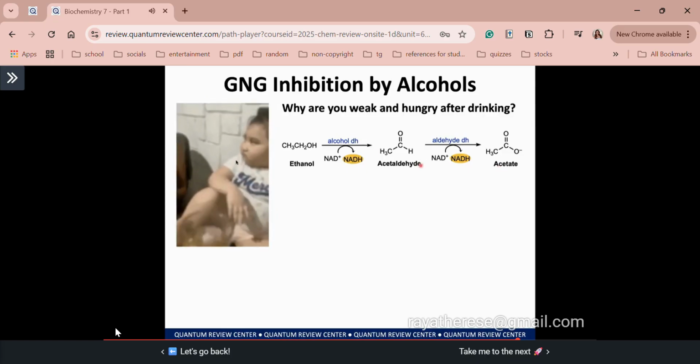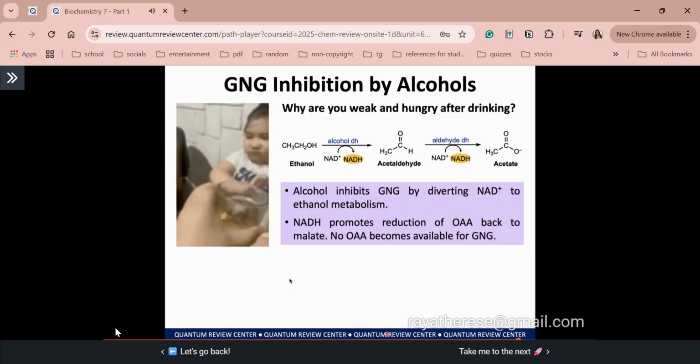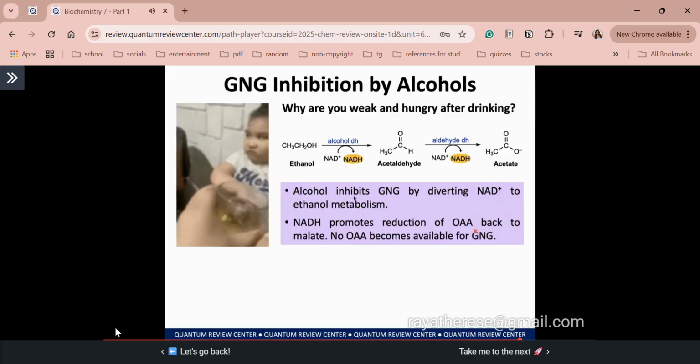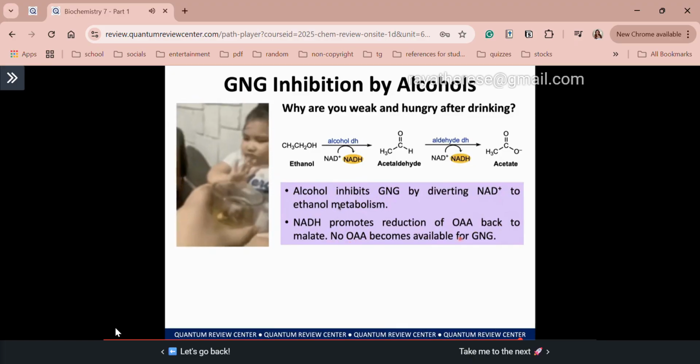So this process generates a high amount of NADH, and did you know that this disrupts the balance of the NAD+/NADH ratio in the liver? In particular, alcohol inhibits GNG by diverting NAD+ to ethanol metabolism. Alright, so in particular, NADH promotes reduction of oxaloacetate back to malate, and hence, what is the result, sir? We do not have enough concentration of OAA for gluconeogenesis.